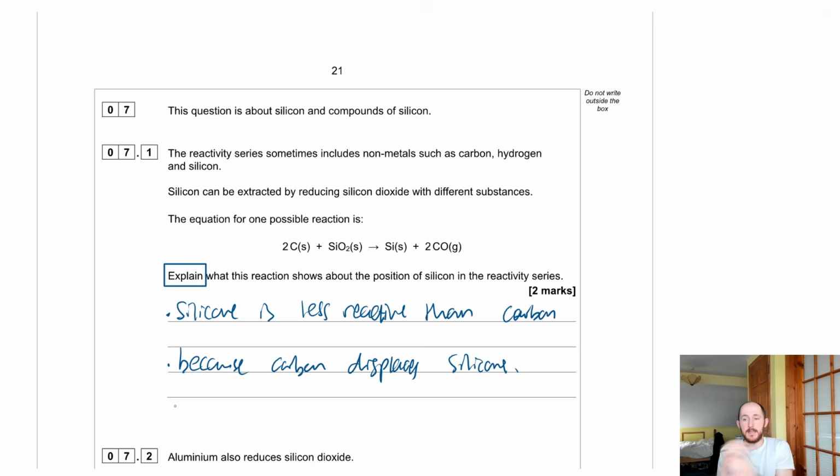Okay? If it didn't displace, so if no reaction took place, then the reverse would be true. But any atom that displaces another atom is always more reactive. So carbon is more reactive than silicon because it displaces silicon.